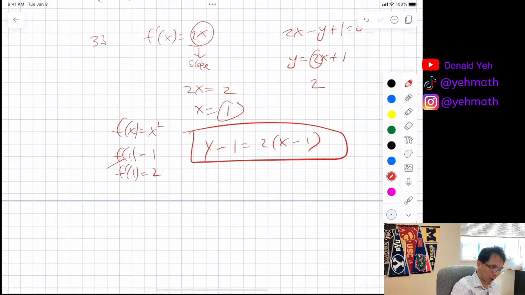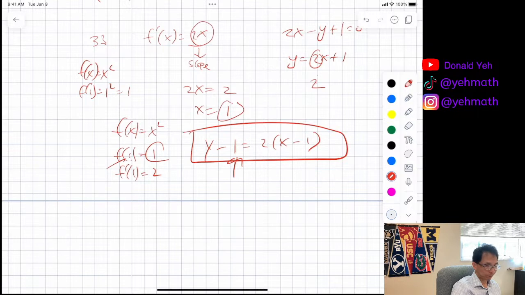Because I plug the 1 into the original function. The original function is f of x equal to x squared. If I plug in 1, that's equal to 1 squared, which is 1. So that means this is 1. How did you get x minus 1? X minus 1 is from when I said at x equal to 1, they have the same slope.